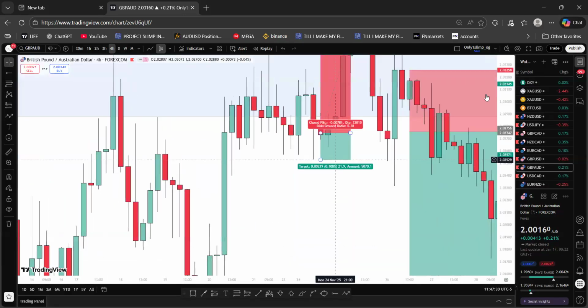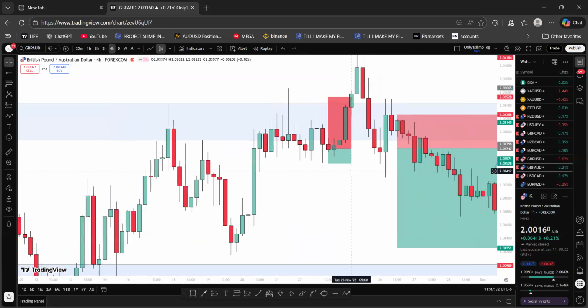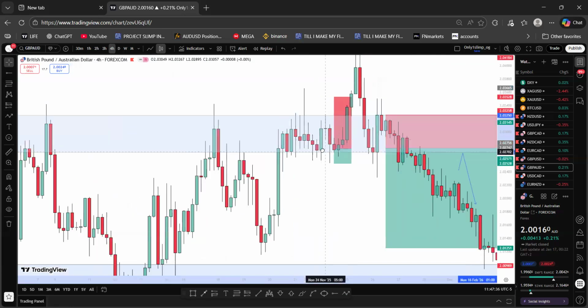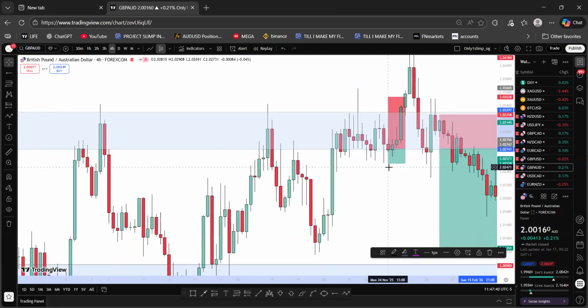Wait. That's what really happened at this zone here. We had the break, yes, stopped me out. You can see market stopped me out at this pair. And it was also the same thing. The head and shoulder wasn't clear.